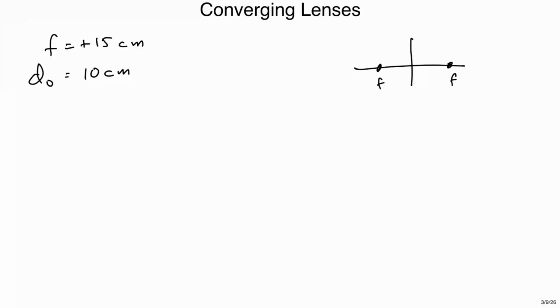Let's do one where the focal length, again, is positive 15. So if I tell you that it's positive 15, you know it's what type of lens? Converging, according to our sign conventions. It's a converging lens. Our object distance will now be 10 centimeters. Okay, so where are we at now? Yeah, so if I drew a little sketch of what's going on, I've got my focal points on either side of my lens. My object is now inside this focal point, right?